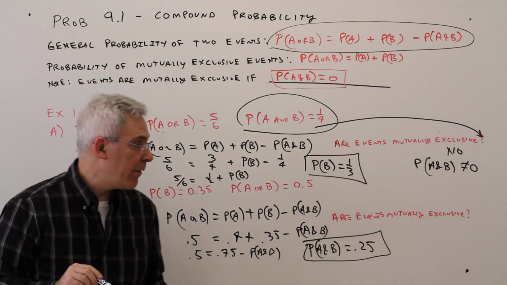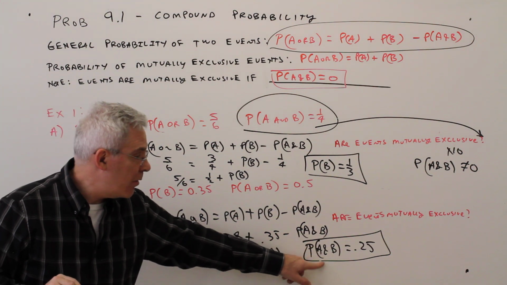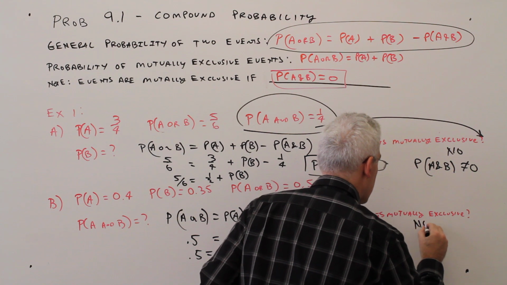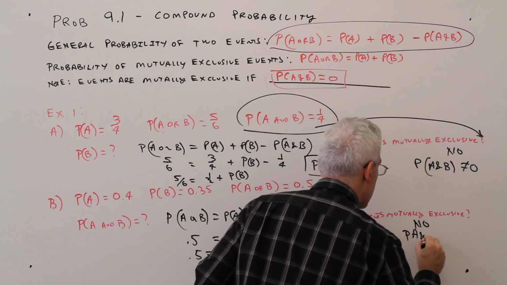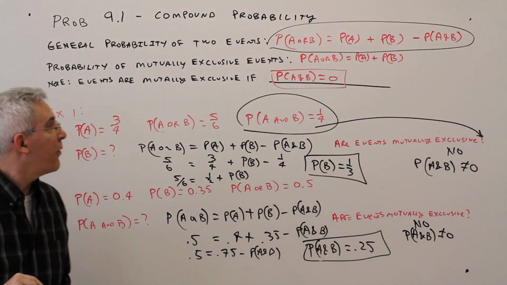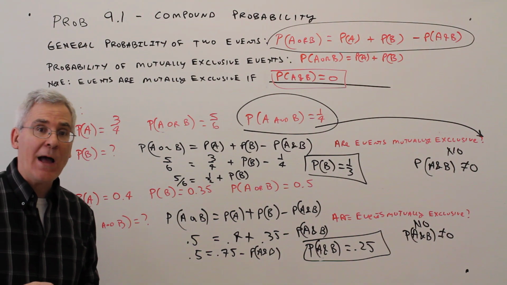All right, and then the second question, are the events mutually exclusive? Well, no, because that came out to be 0.25 and not 0. So there you have it. How to solve problems with compound probability.